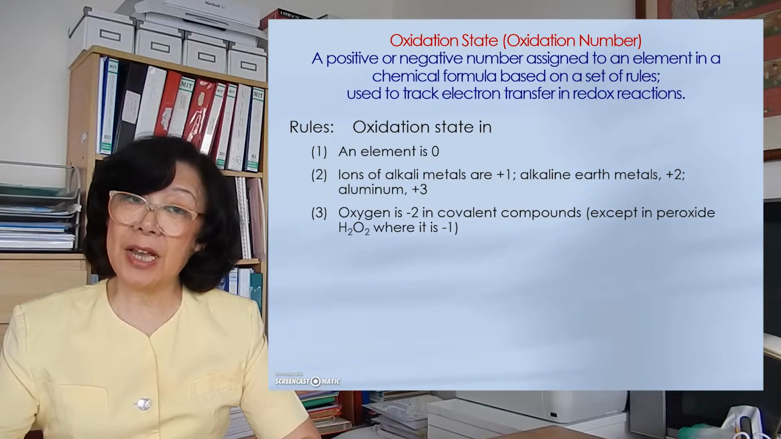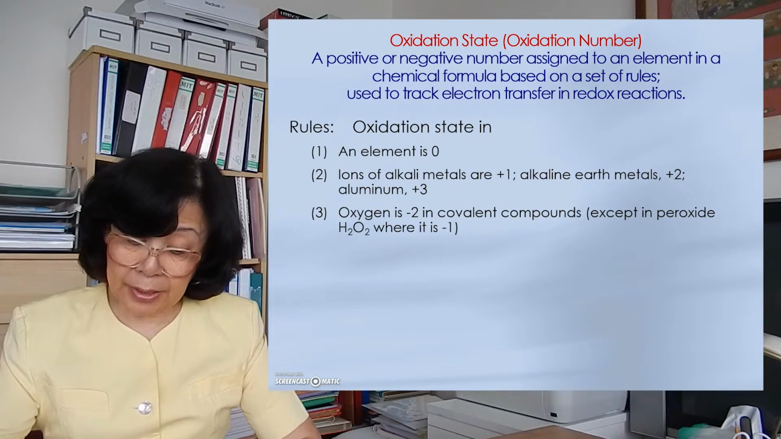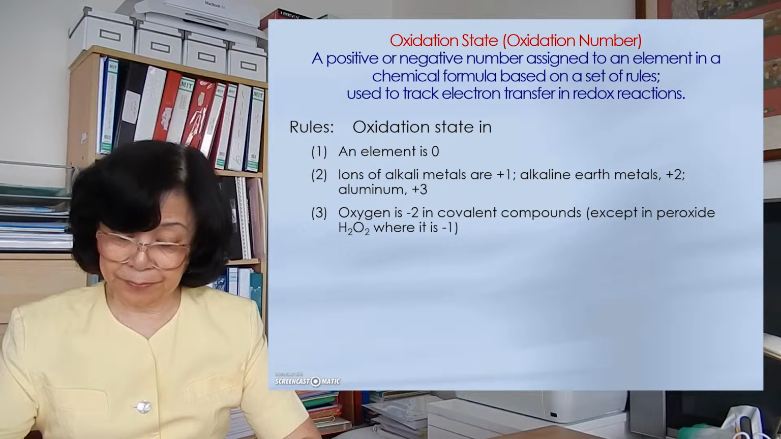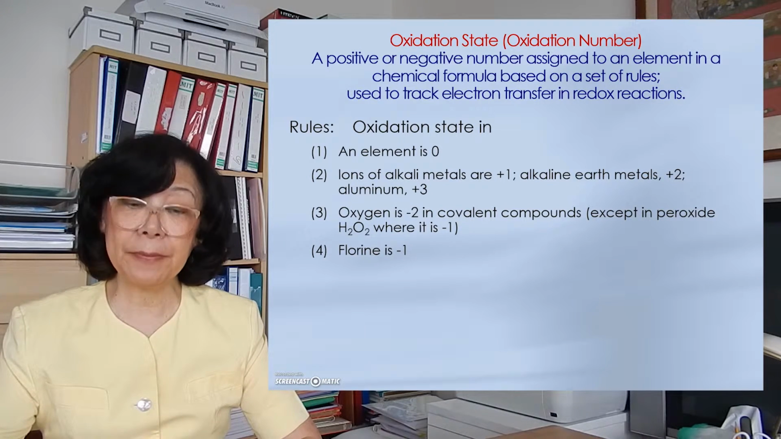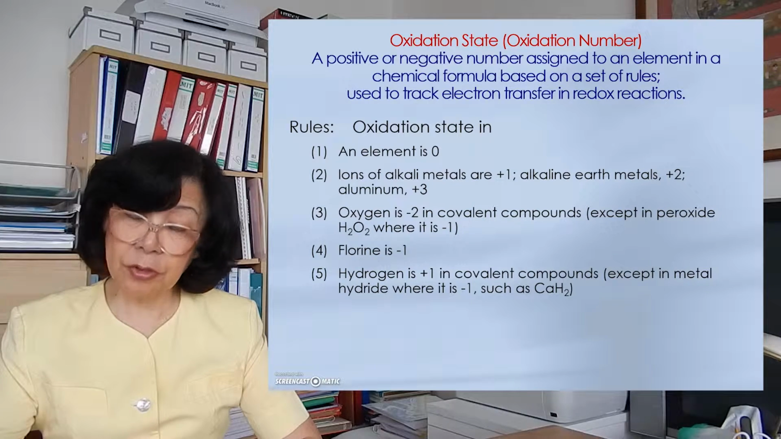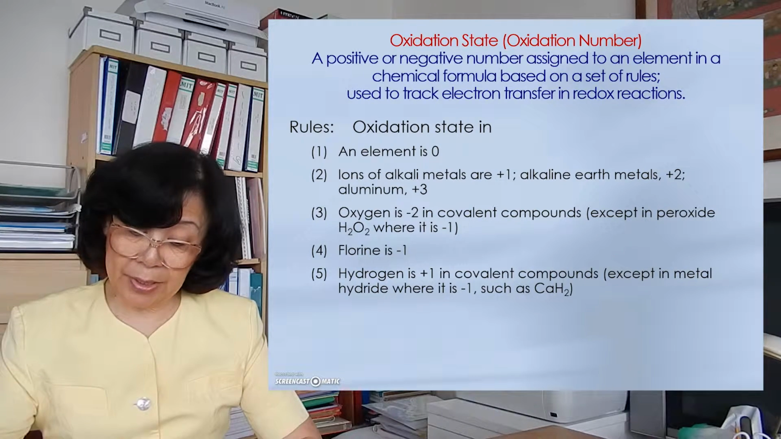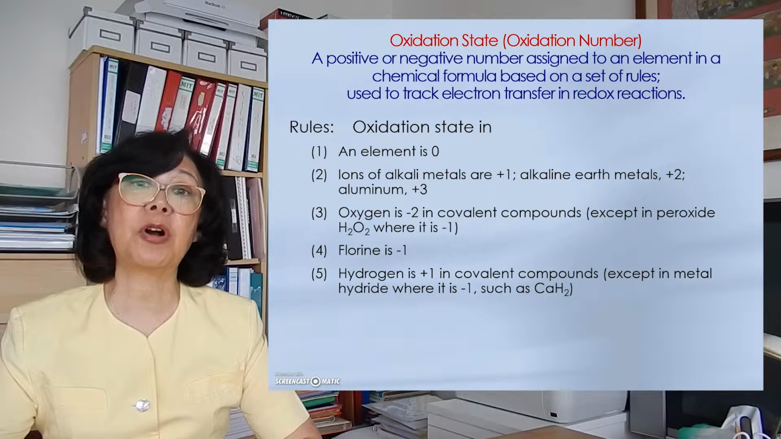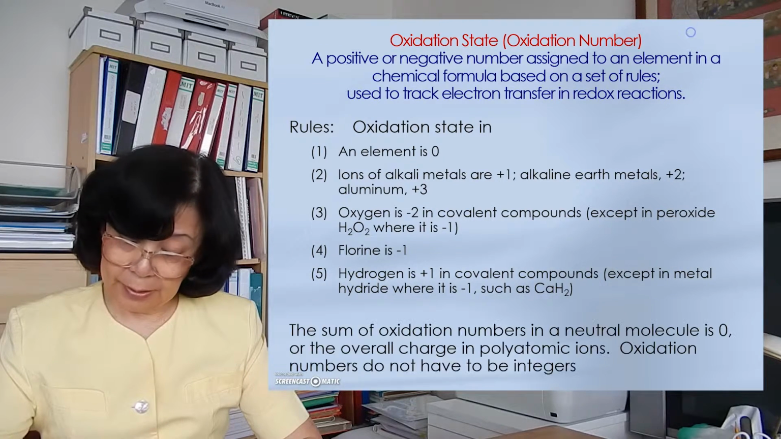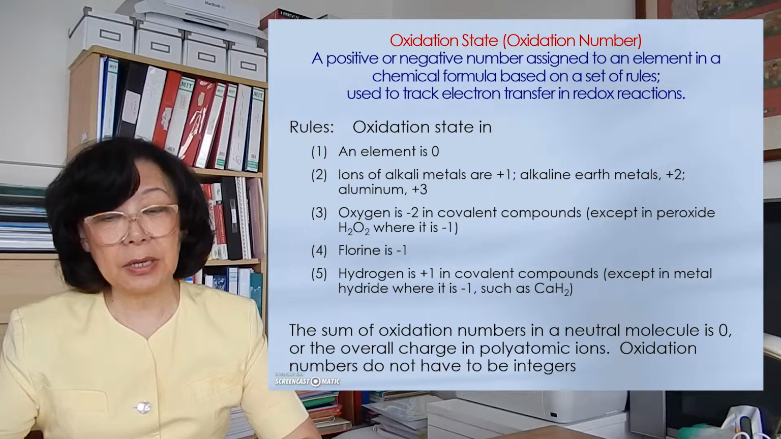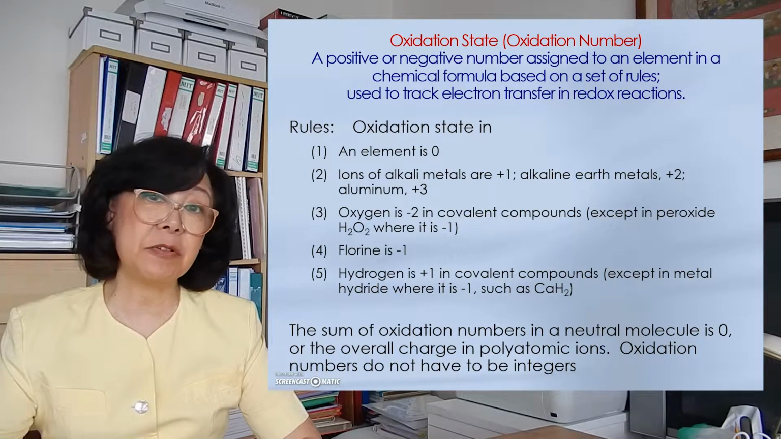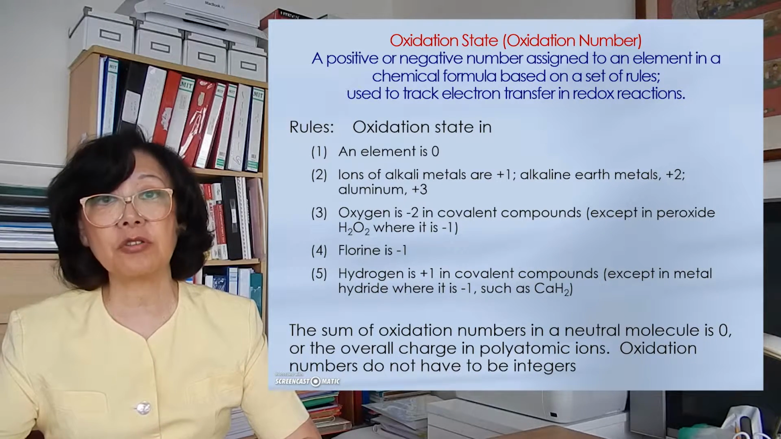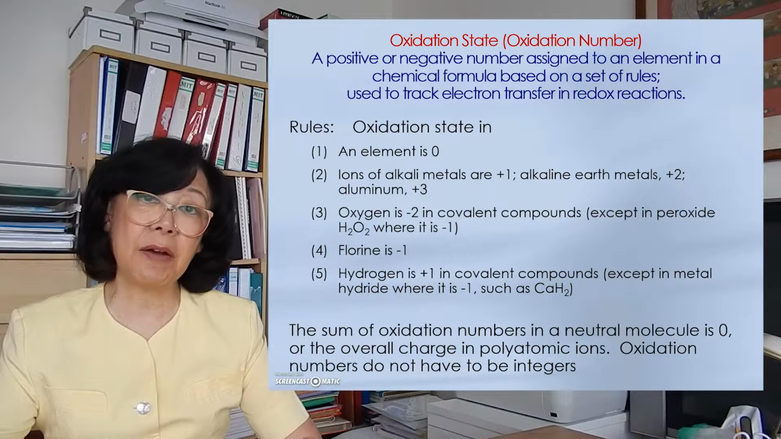Oxygen usually has a -2 oxidation number, other than in hydrogen peroxide, where it is regarded as -1. Fluorine is -1. Hydrogen is usually +1, except in metal hydrides, such as calcium hydride, where hydrogen now has an oxidation number of -1. And if it is a neutral molecule, the sum of oxidation numbers must be equal to 0. And if it is an ion, the sum must be equal to the charge of the ion. And it does not have to be whole numbers.